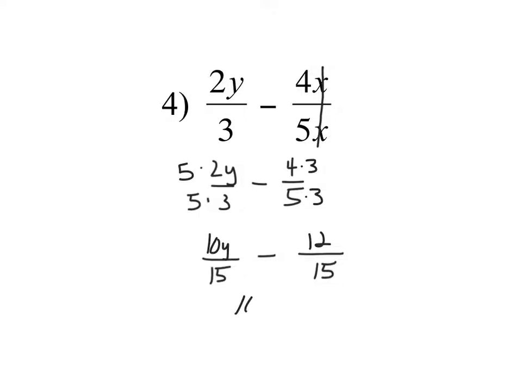I can combine these: 10y minus 12 all over 15. Again, I cannot combine 10 and 12 because they're not like terms. But one last thing I have to look for: is there a number that goes into 10 and 12? There is, it's 2, but will 2 cancel with the 15? No, so there's no sense in me trying to simplify. That is my final answer. Now, using these examples, you should be able to complete the examples from 8.5 day 2.